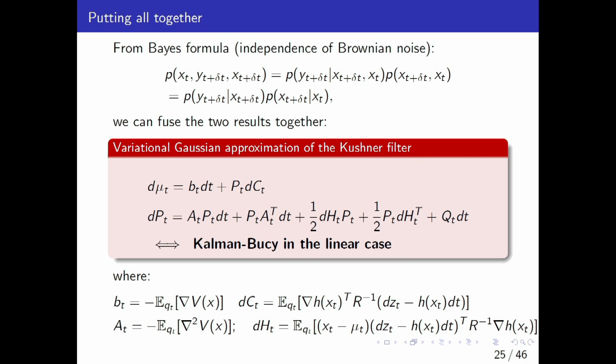So now, on one side we have approximated the Gaussian for the propagation part, and on the other side we have approximated the Gaussian for the update part. Now we can put everything together, supposing the Brownian motions are independent. And we obtain this set of equations, which is in fact the generalization of the Kalman filter I introduced in the first slide to the nonlinear case, because here all the matrices depend on expectations under the current distributions.